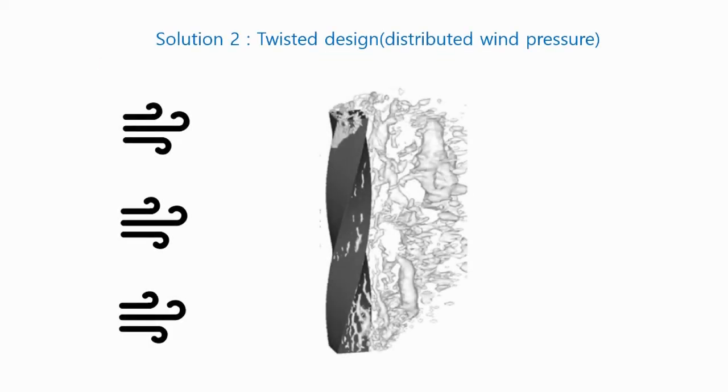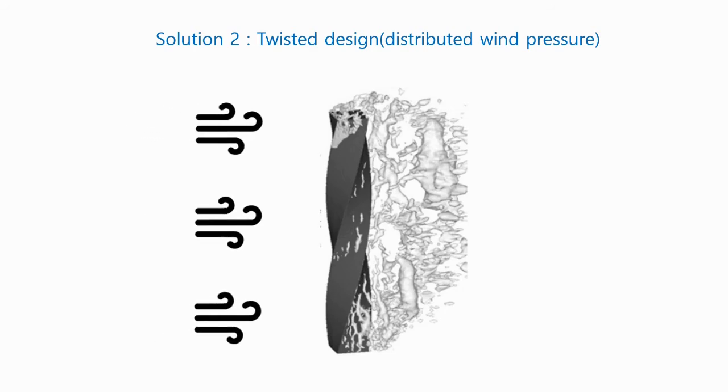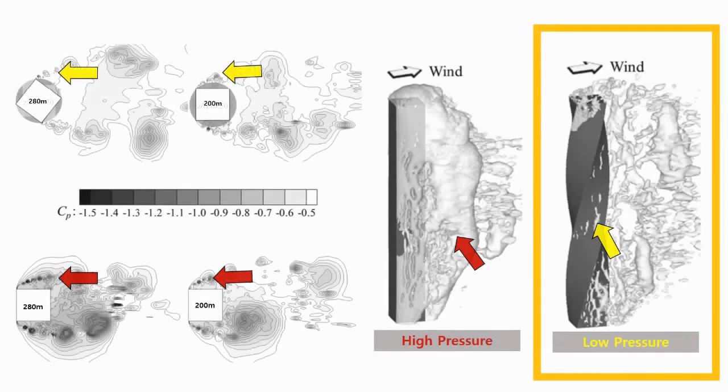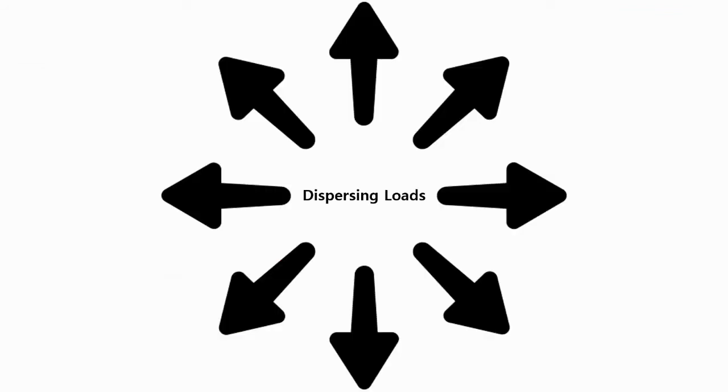A second solution is to twist the building to distribute the wind load. When the building is twisted, it can be seen that the wind pressure is relatively low compared to other buildings. A twisted design is effective in dispersing wind load.